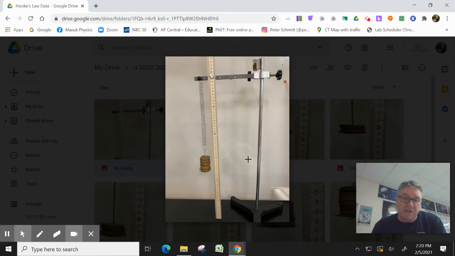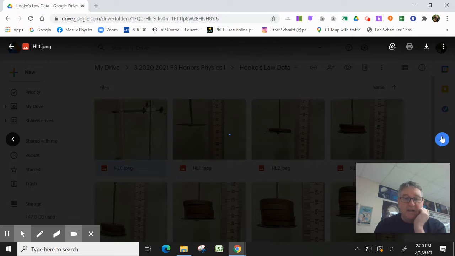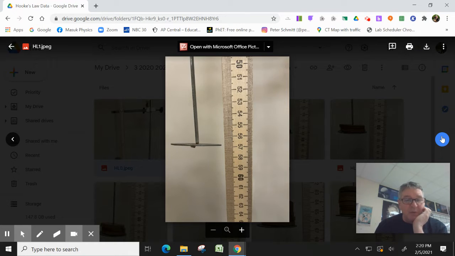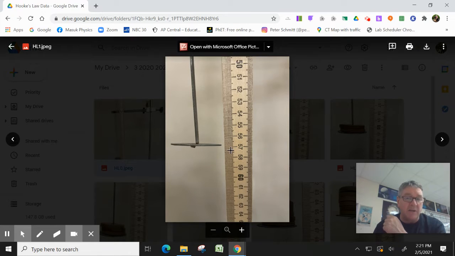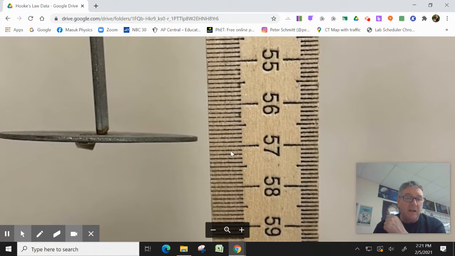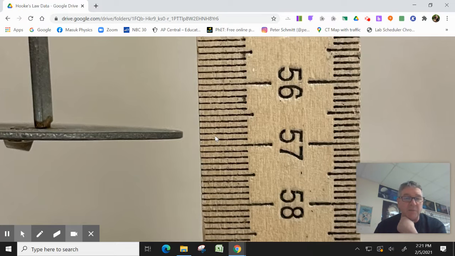So I'm going to show you a series of pictures of different trials I did, and I'm going to zoom in so you can actually see the trials. Now, this first trial is actually not a trial, it's a reference point. We need to know where the pan is before we start the lab, so when we add masses, we can measure how far it moved. Right now the pan is empty, the mass is 0, and I'm going to zoom in. I'd like you to try to do this really carefully. It's easy to just go, oh, 57. But 57 is not a very good measurement, so let's try to be precise here.